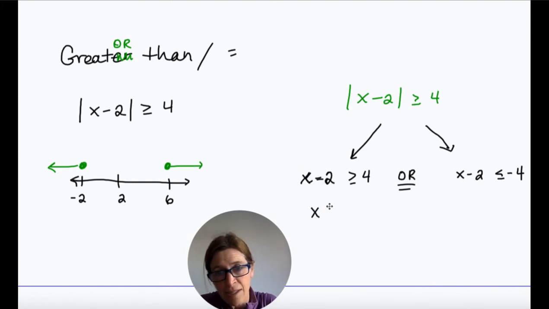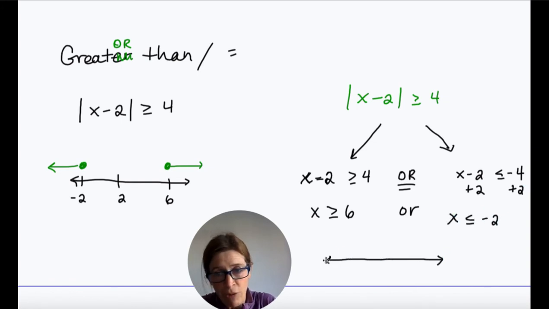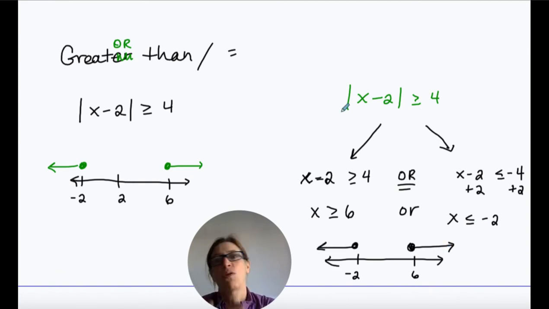So x is greater than or equal to 6, or x is less than or equal to -2. And then if I look at my graph, here's -2, here's 6, and I want everything greater than that and less than that. And you can see that ors oftentimes, not always, oftentimes point out.